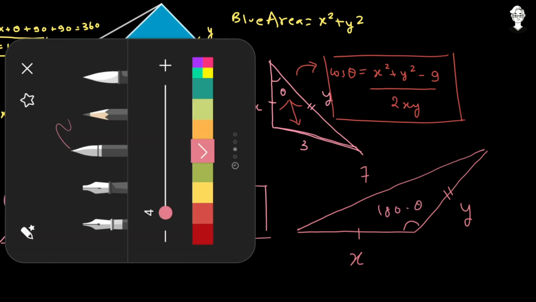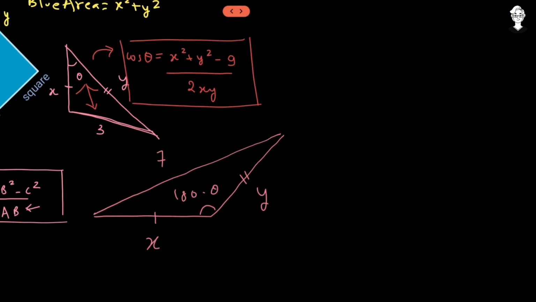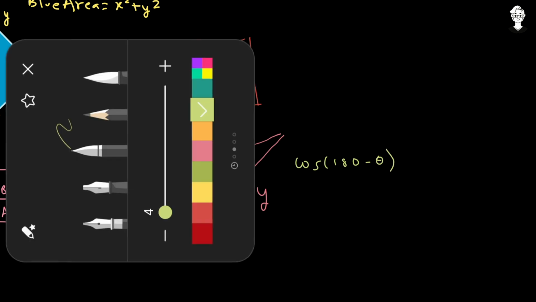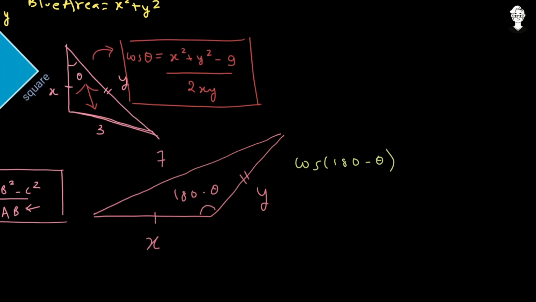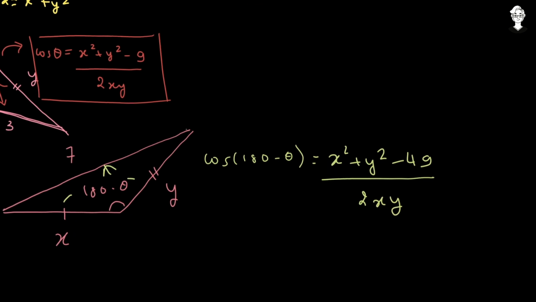Now let us apply the cosine rule in this triangle. So our main angle is 180 minus theta. So cos of 180 minus theta, using the cosine rule over here, would be equal to the sum of the squares of the adjacent sides. So adjacent to this angle is x and y, therefore x square plus y square minus the square of the opposite, so minus 7 square, that's 49, upon 2 times the product of the adjacent sides, so 2 times x times y. So here we have got the value for cos of 180 degrees minus theta.